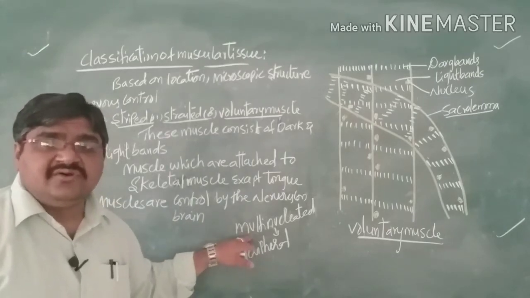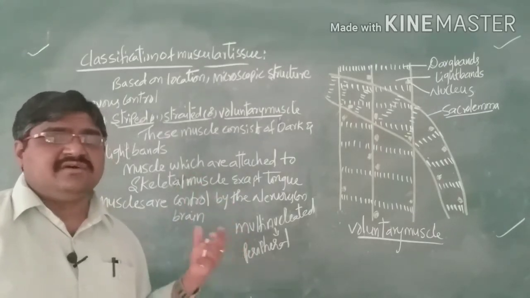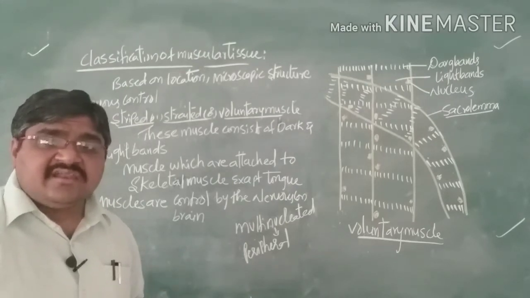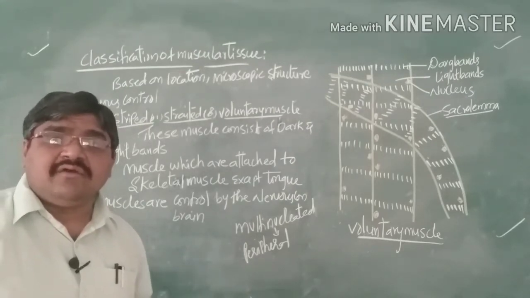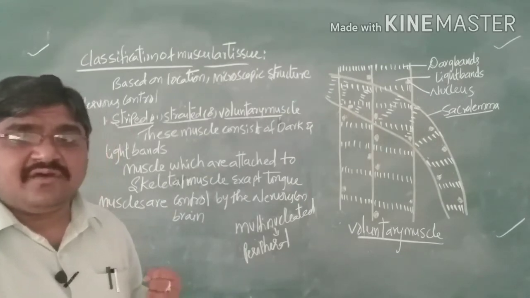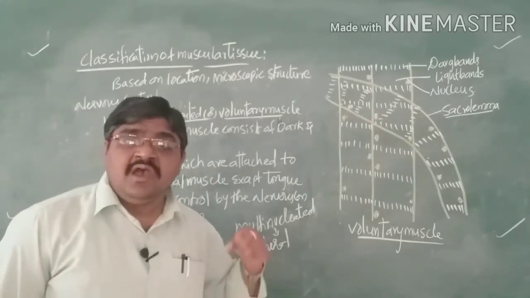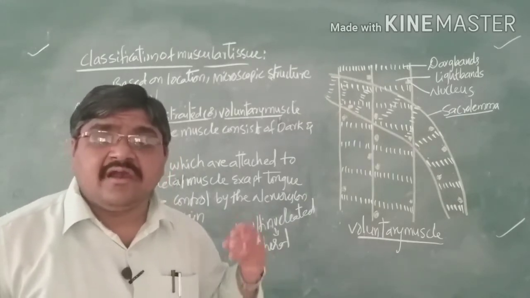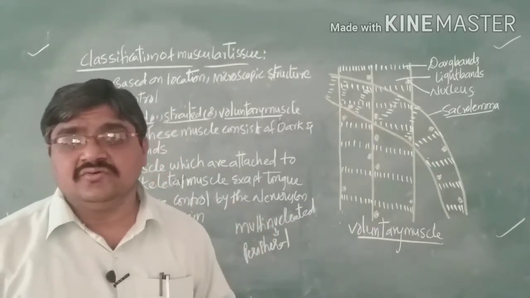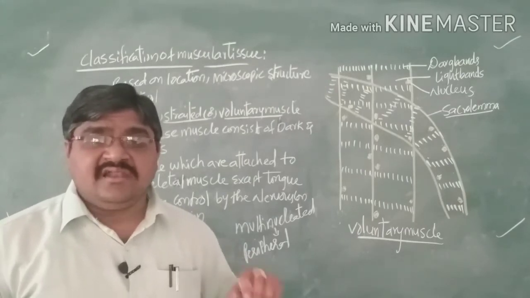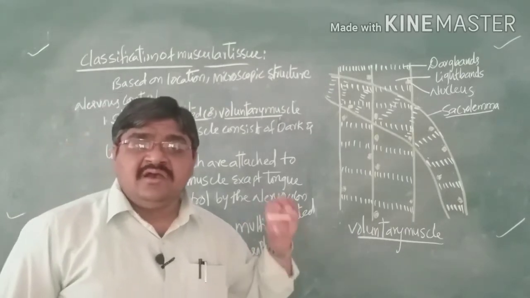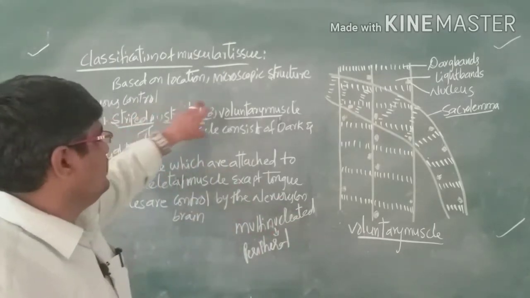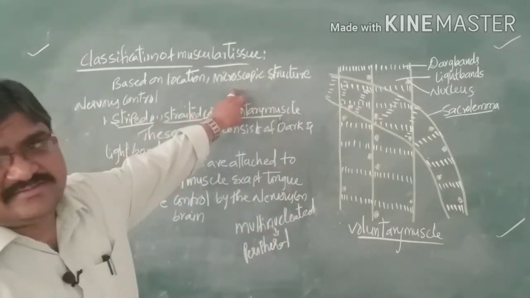The main function of these muscles is that they are attached to the skeleton, and they are helpful for the movement of an organism. These muscles are helpful for contractibility, and they are under the control of the brain, so we can call them voluntary muscles.